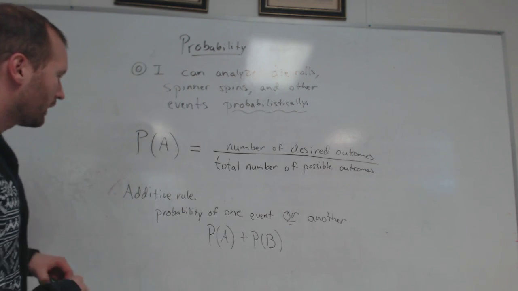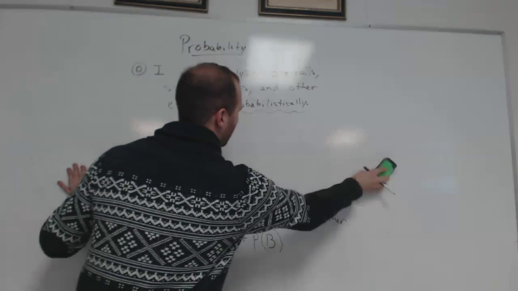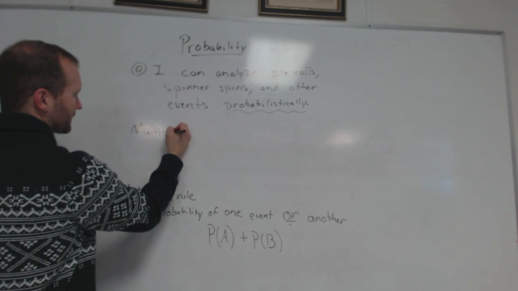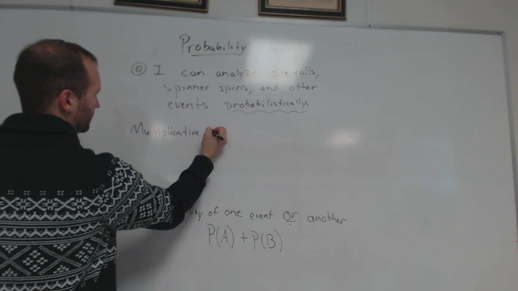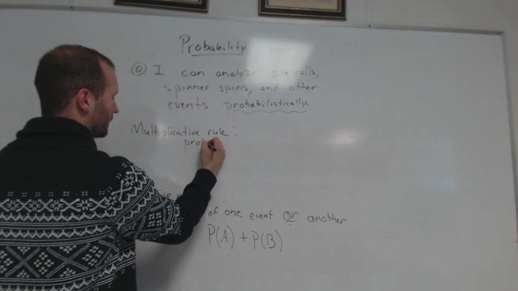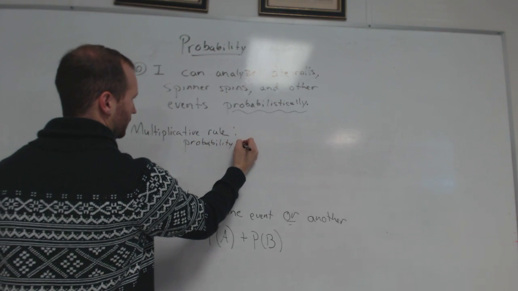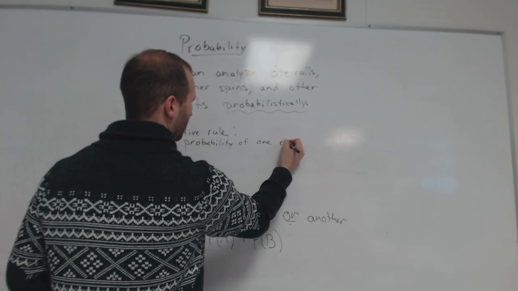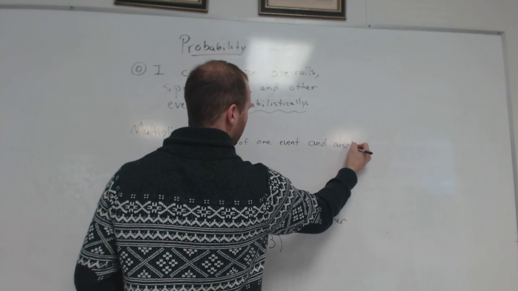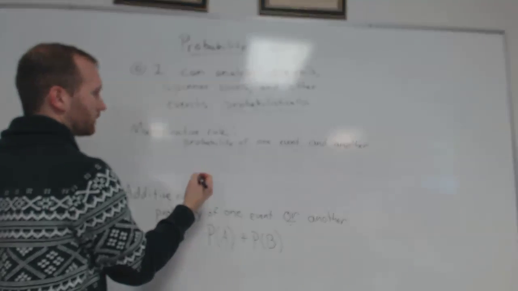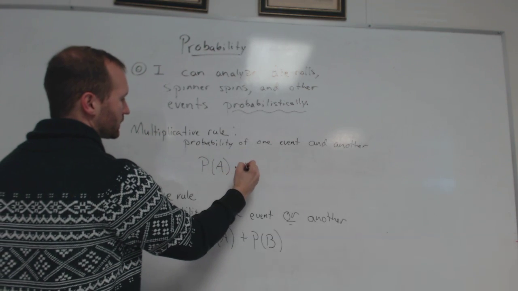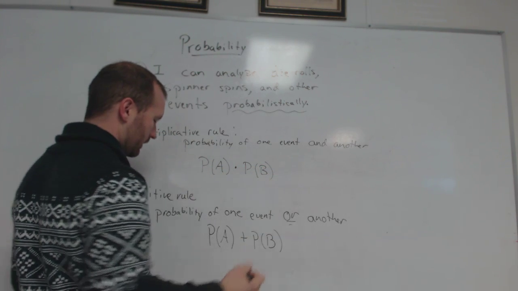All right. And then we have another rule. This is called the multiplicative rule. Probably has a more fancy name, but I don't know. Which says the probability of one event and another is the probability of the first event times the probability of the second.